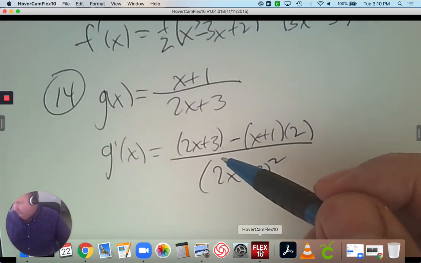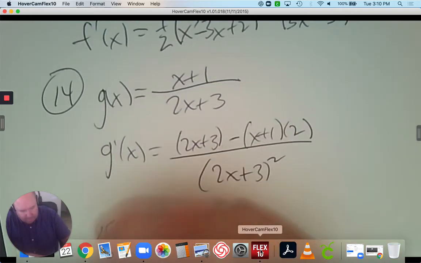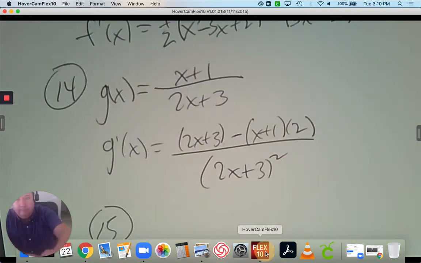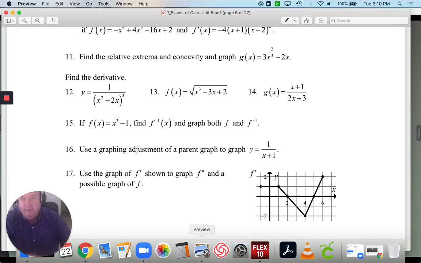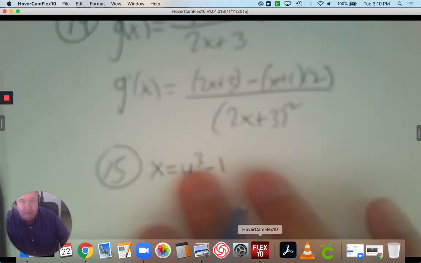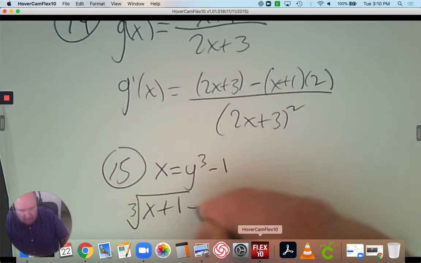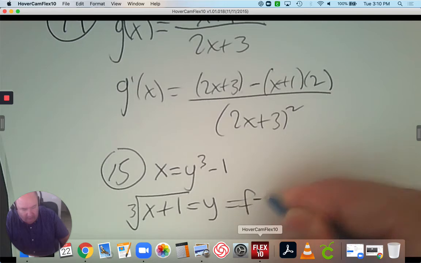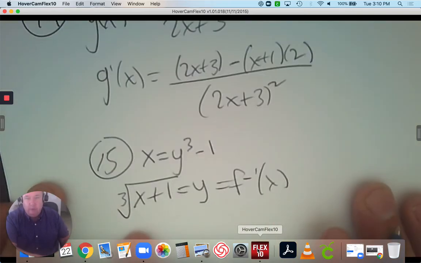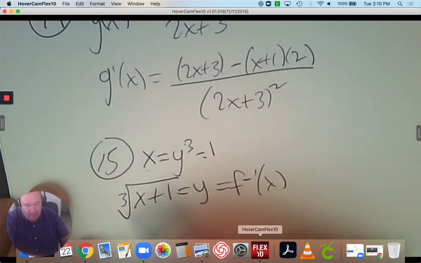15. In number 15, you're given a function and asked to find the inverse. So to find the inverse, we're first going to switch x and y. That's the definition of inverse. So we switch x and y to find the inverse and then solve for y. So we're going to add 1 and do the cube root to get y by itself. So that's the inverse right there, the cube root of (x plus 1). So you add 1 and then cube root.